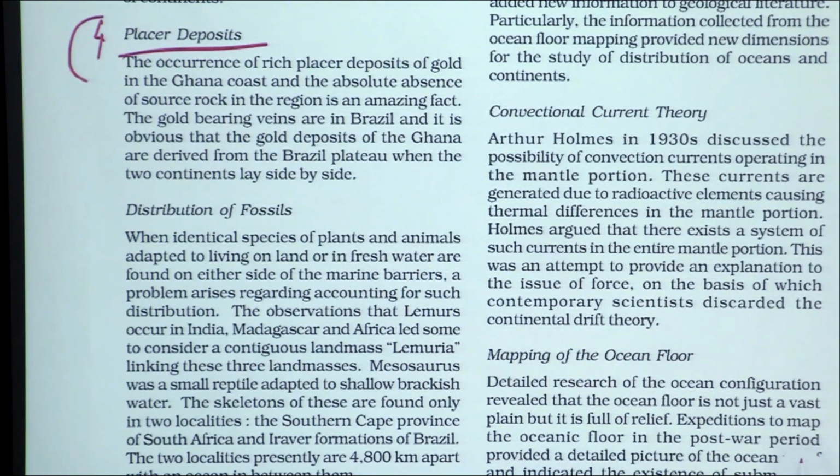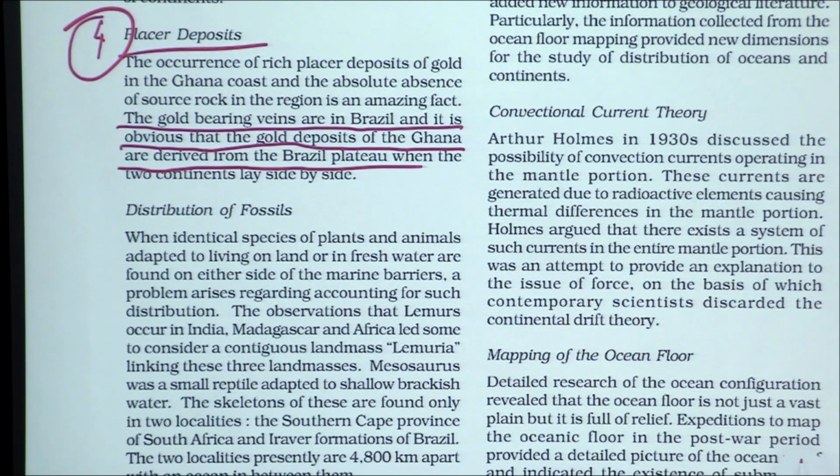Number 4 is placer deposit. The gold bearing veins are in Brazil, and it's obvious that gold deposits of Ghana are derived from the Brazil plateau when the two continents were lying side by side. Placer basically goes with, like we have taken sea waves in our last video, movement of ocean water, sea waves.